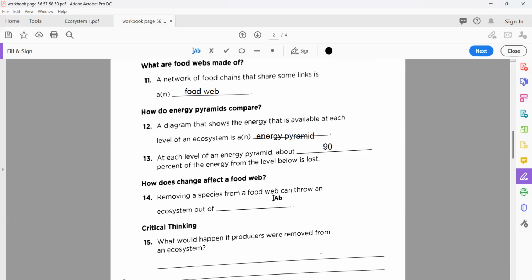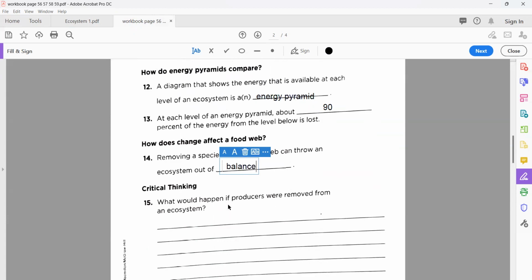Removing a species from a food web can throw an ecosystem out of balance. So it means it's going to unbalance them. So the correct word is balance. Okay, that is the correct one.